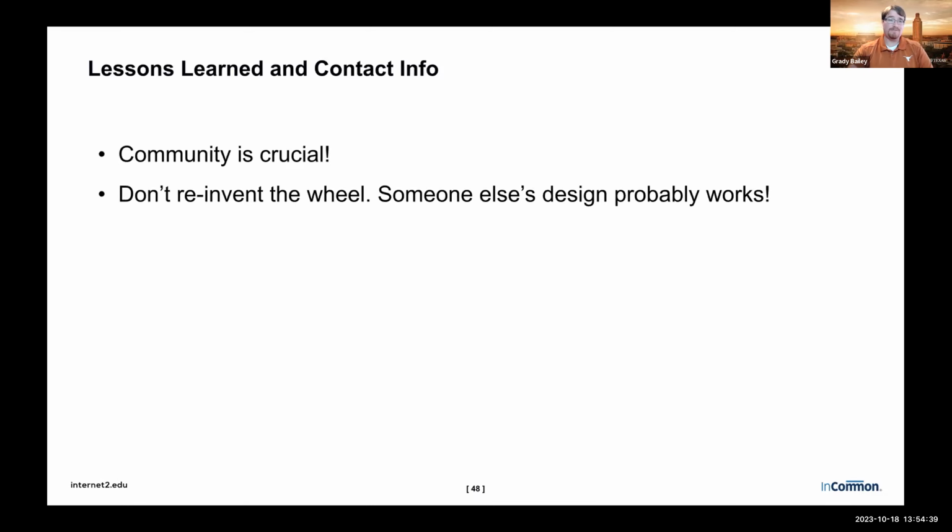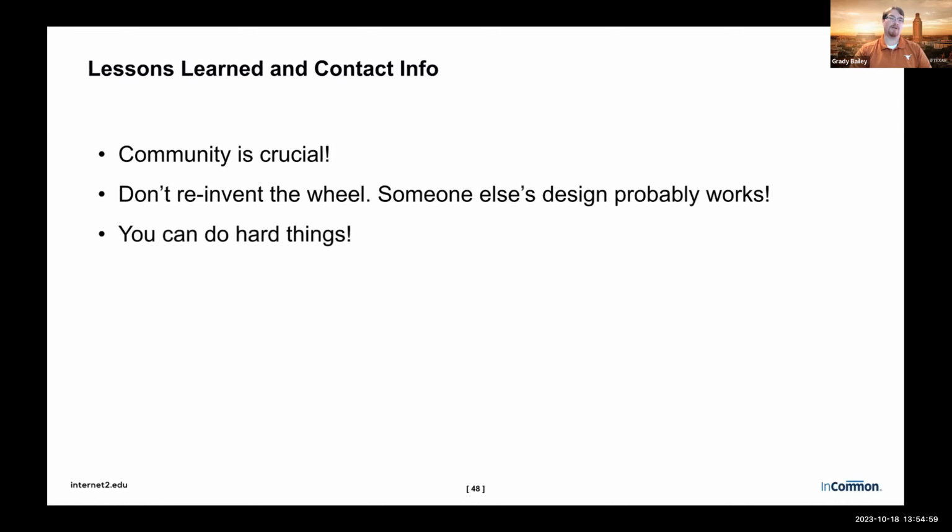Then don't reinvent the wheel. Someone else probably already has a wheel that will work for you. I promise, we find ourselves in a space a lot where we think of ourselves as special. But you're probably not as special as you think you are. You're probably more similar to someone than you think you are.